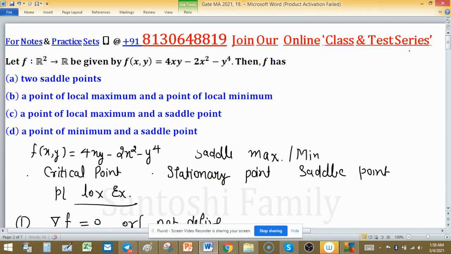Now come to the options. Option 1, two saddle points: here we find only one saddle point, so this is wrong. A point of local maximum and a point of local minimum: we find no local minimum point, so this option is eliminated. A point of local maximum and a saddle point: we find two local maxima but it asks about only one. Option 4, minimum, is again wrong. So only option C is the right choice.